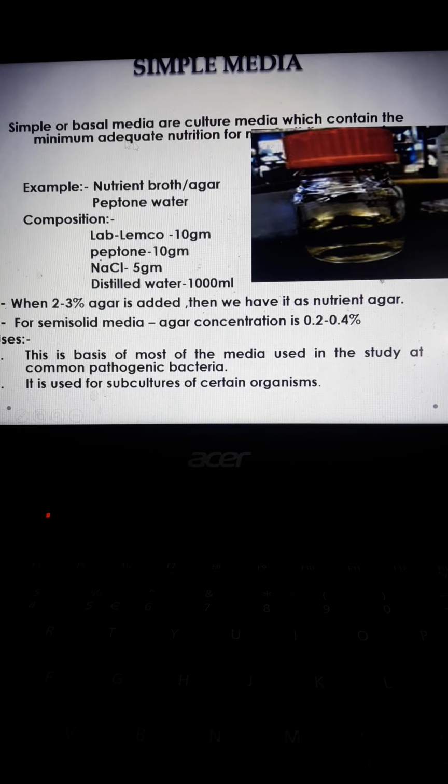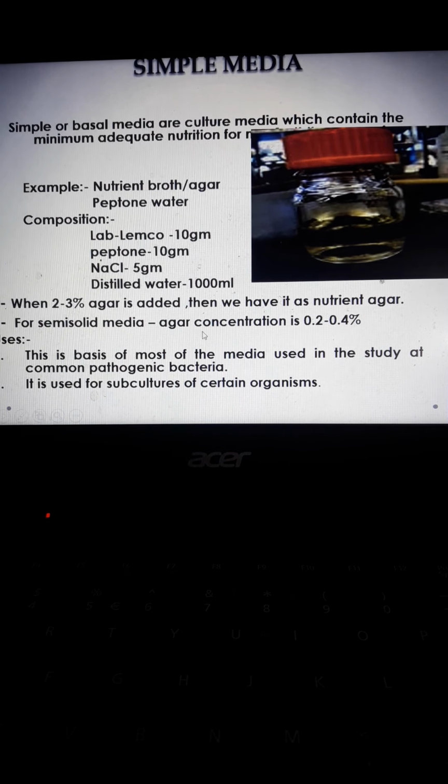For simple media, simple basal media are composed of the minimum adequate nutrition for the growth of the bacteria. Example, nutrient broth or agar. Mayroon siyang peptone water. Example niya ng mga tinatawag na simple media. Composition: pwede yung Lemco, peptone, sodium chloride, distilled water. 10 grams of Lemco, 10 grams of peptone, 5 grams of sodium chloride, and 1,000 ml of water. When 2 to 3% agar is added, then we have nutrient agar.